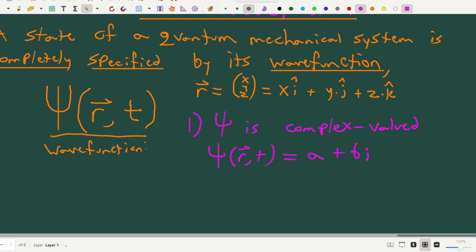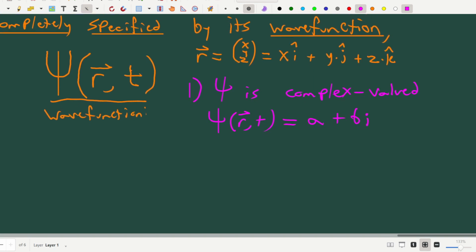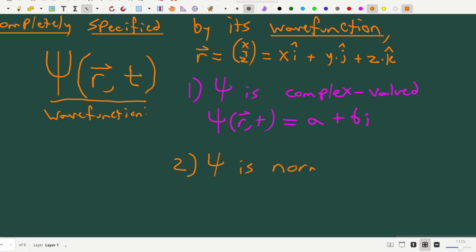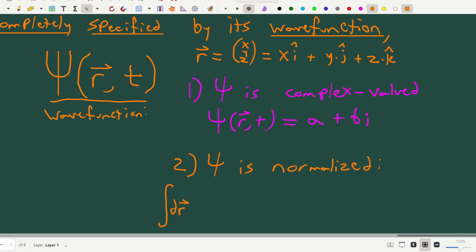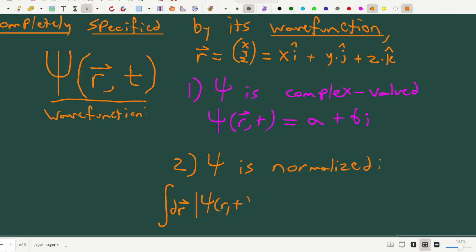Now that's scary, but it turns out that that's very, very useful, and I'll explain why it has to be complex. The reason why it has to be complex is that the wave function is normalized such that the integral over all space, so dr, right, we're going to integrate over all space of the wave function squared, the absolute value, the magnitude of it squared, is equal to 1.